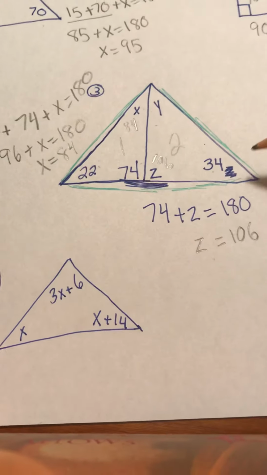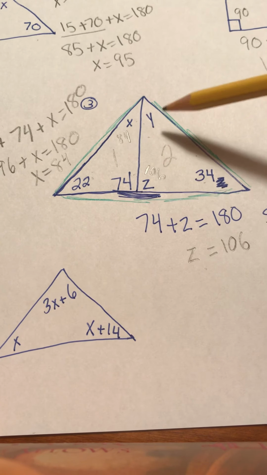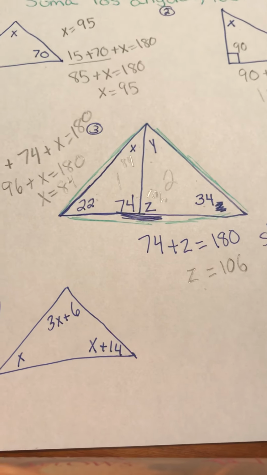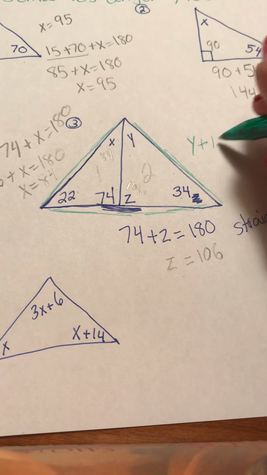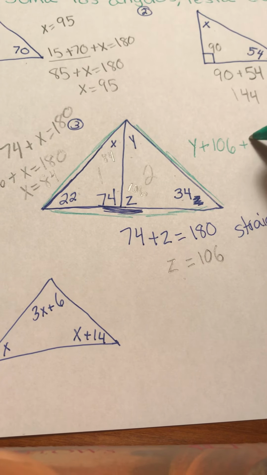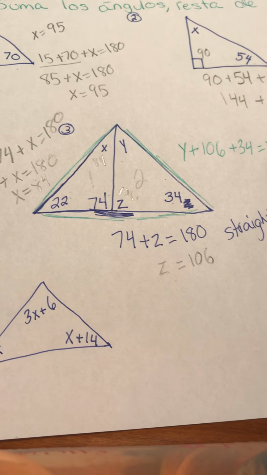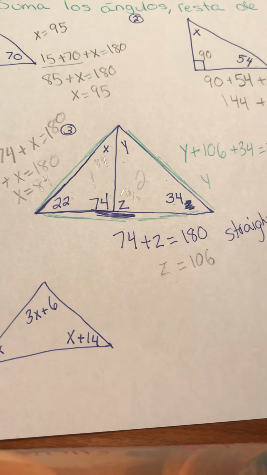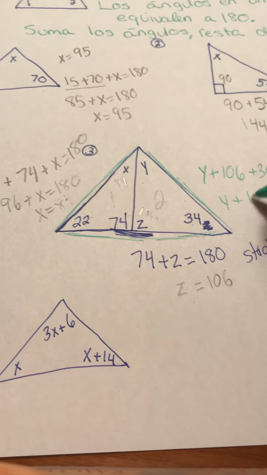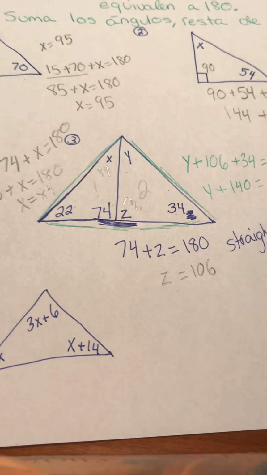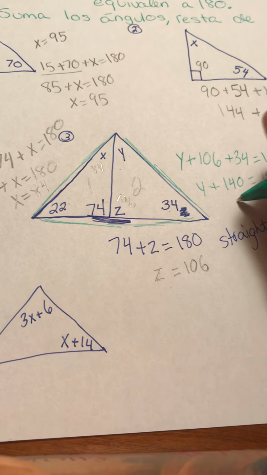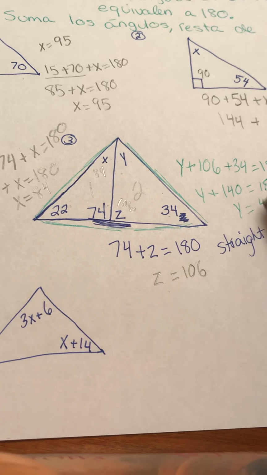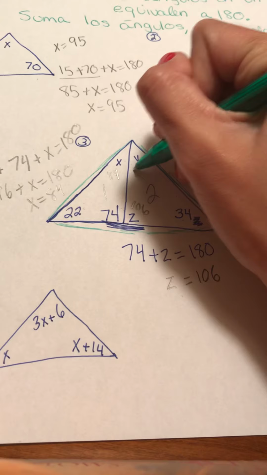Now that you have 34, 106, and y, now we can figure out triangle 2. So triangle 2 is still going to add up to 180. And we have y plus 140 is equal to 180. And when you subtract, you get 40.